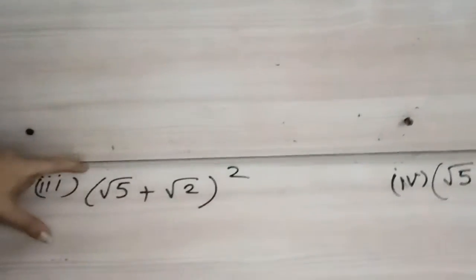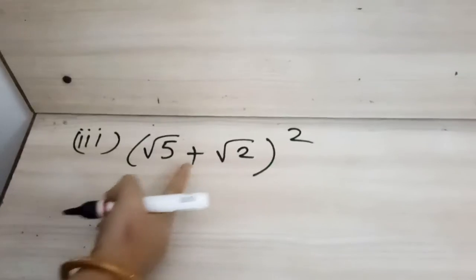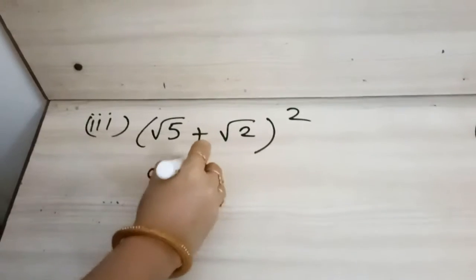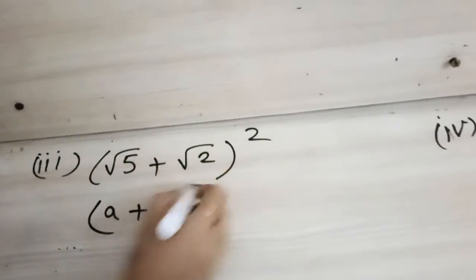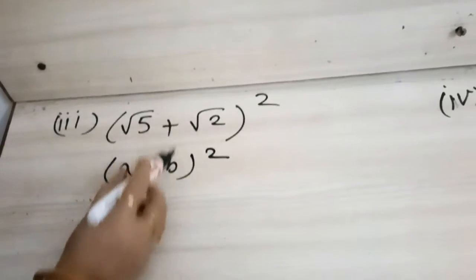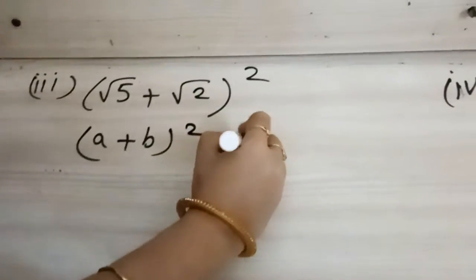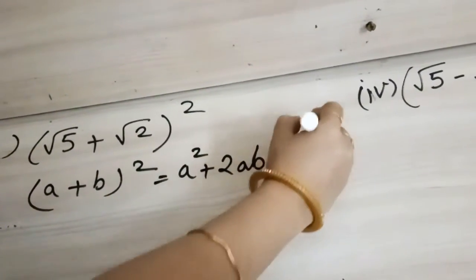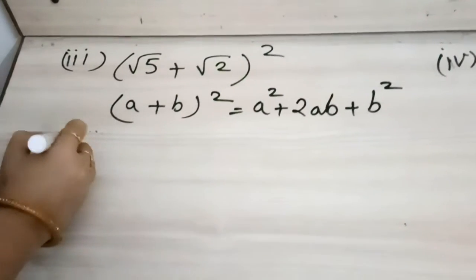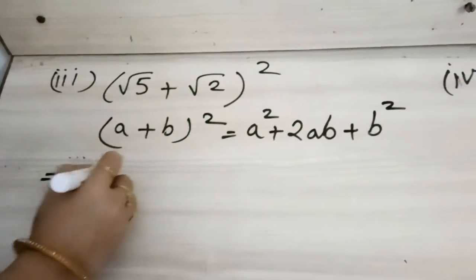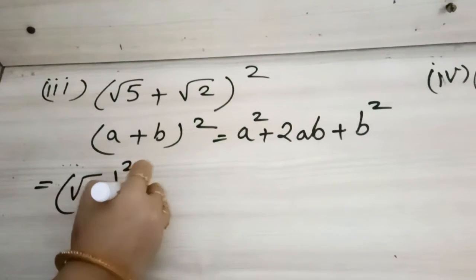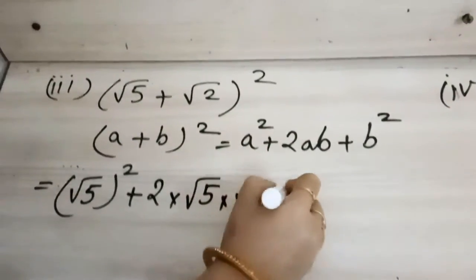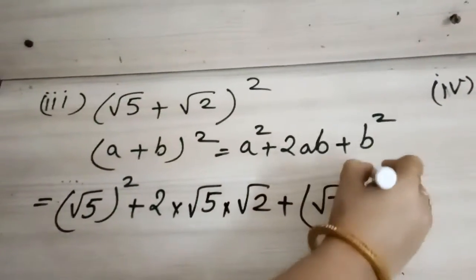Okay, now coming back to the third. Again observe root 5 plus root 2. You cannot add it, but it is whole square, which means we can use the identity A plus B whole square. Here A is root 5, B is root 2, equals A square plus 2AB plus B square. Now we will put the values: root 5 square plus 2 into root 5 into root 2 plus root 2 whole square.